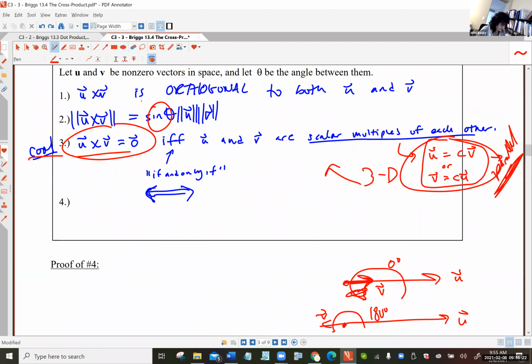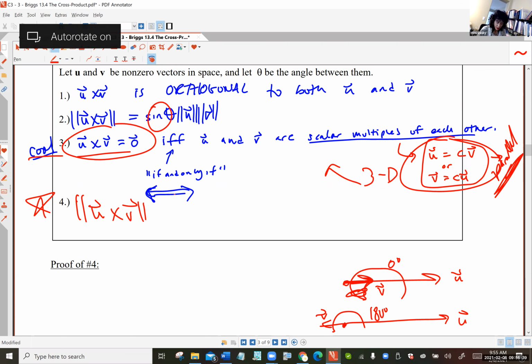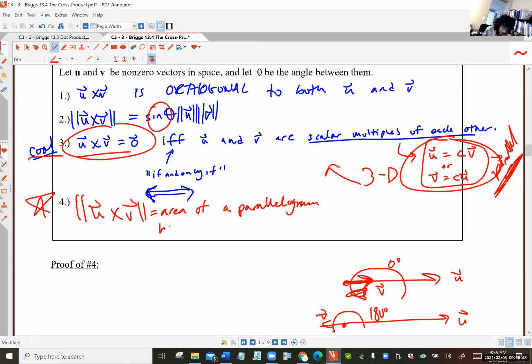Okay. Number 4, and number 4, I'm going to put a star by because this is key. Yes, so you're going to have this on exams. If you take the magnitude of the u cross v product, you will get a very cool number. Really? Like, what's the number? It is going to give you the area of a parallelogram having u and v as adjacent sides of the parallelogram.